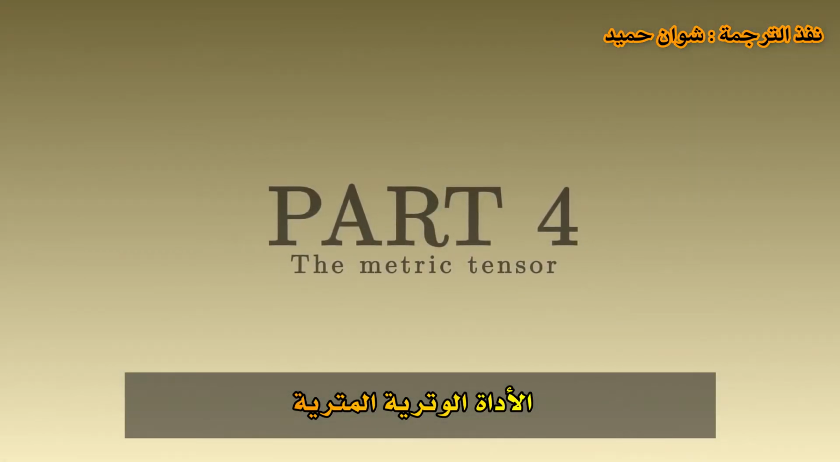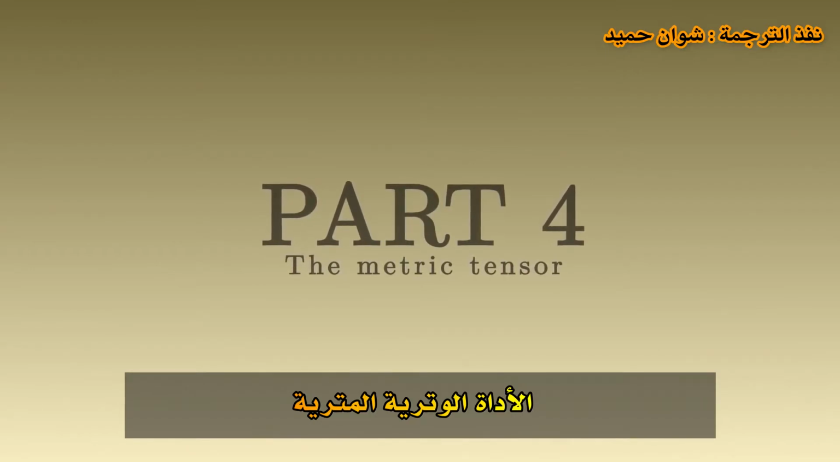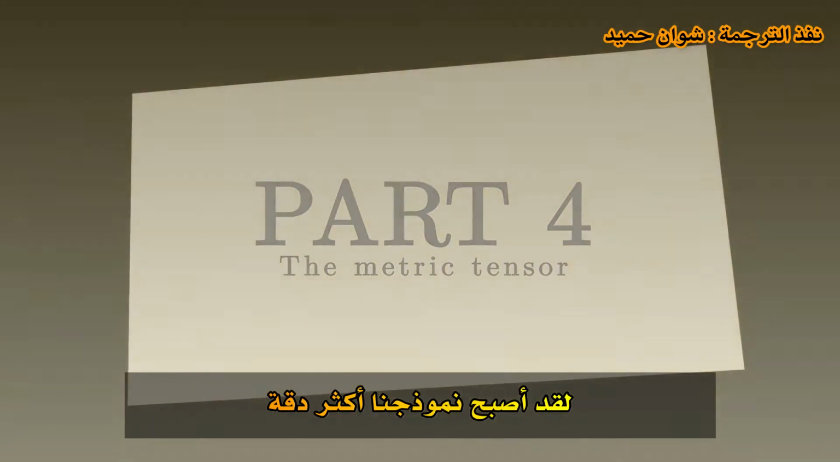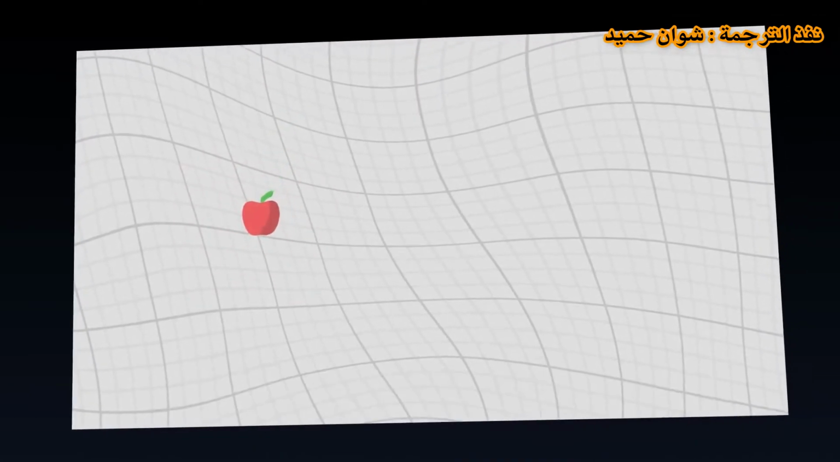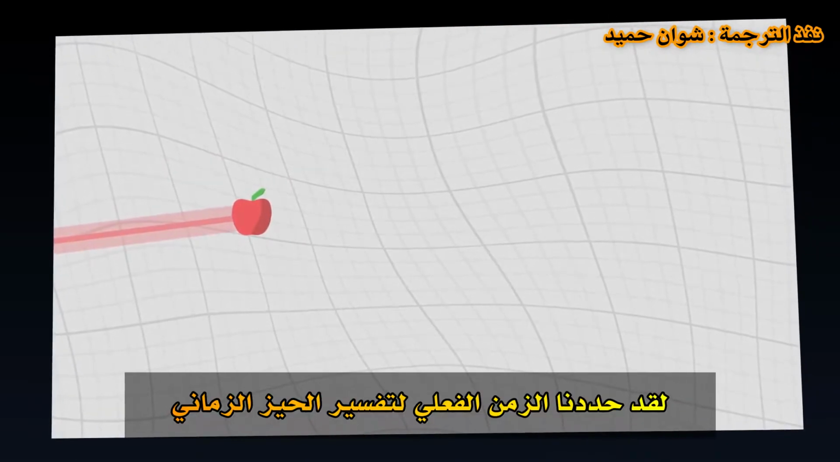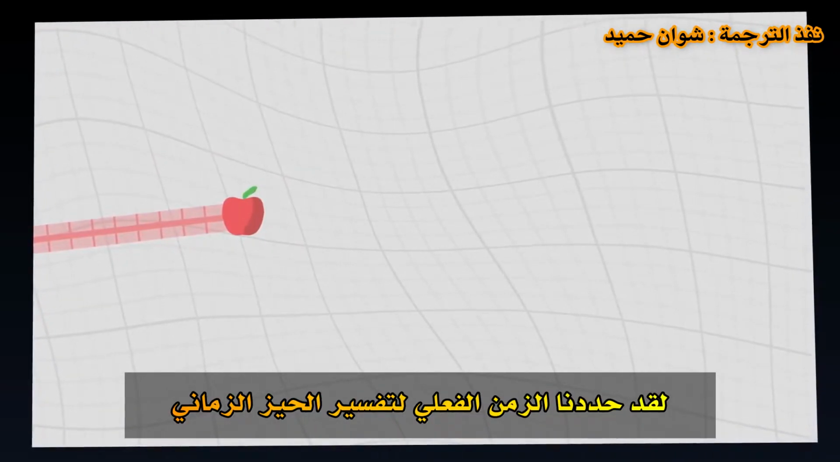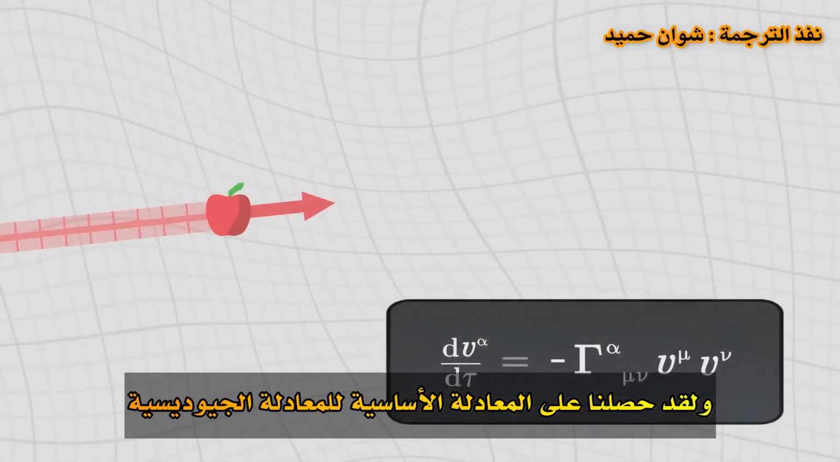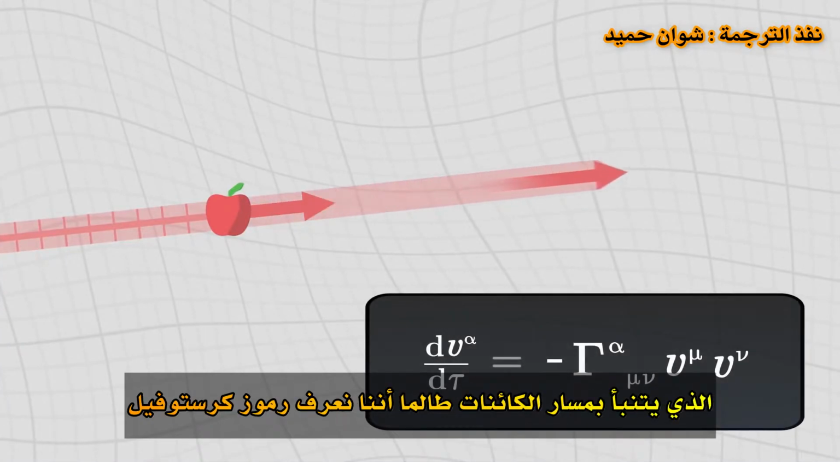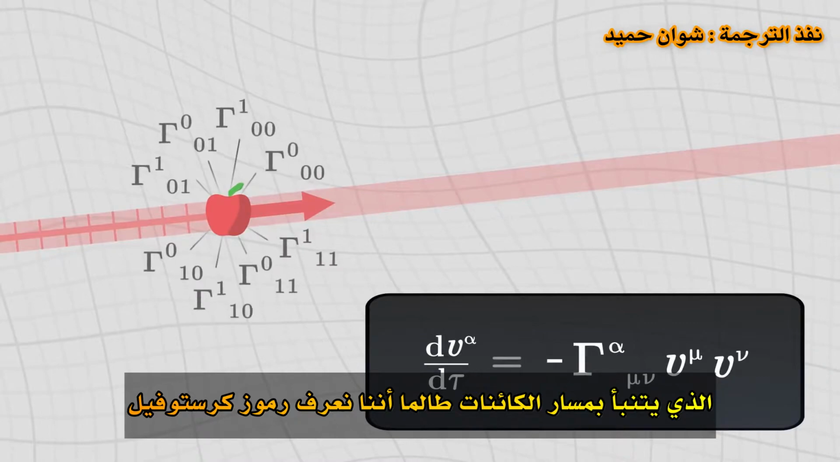Today, the mathematics of general relativity, part 4, the metric tensor. Our model is getting more and more precise. We have built a coordinate system to describe the position of objects. We have defined proper time in order to interpret world lines as movements through space-time. And we have obtained a fundamental equation, the geodesic equation, which predicts the trajectory of objects as long as we know the Christoffel symbols.